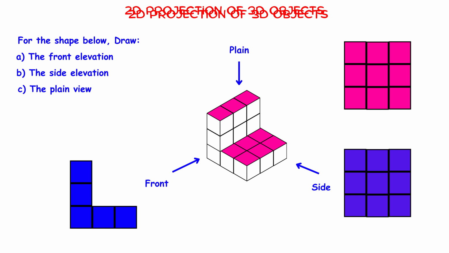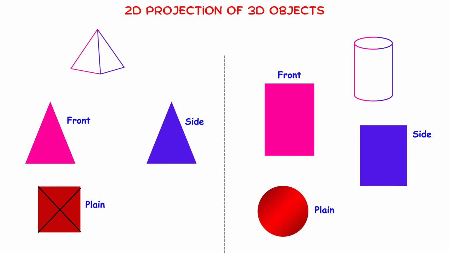Before we finish, I just want to show you the 2D projections of a couple of common shapes, the square-based pyramid and the cylinder. For the square-based pyramid, the front and side elevations will both be the same triangle shape, whereas the plan view will be a square with 2 diagonal lines across it to represent the 4 edges that rise up out of the pyramid. Meanwhile, for the cylinder, its front and side elevations will be rectangles, while its plan view will be a circle.